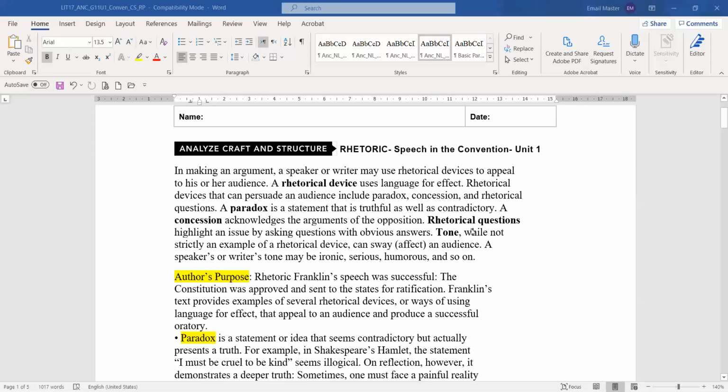There is also a tone. Tone, while not strictly an example of a rhetorical device, can still affect an audience. A speaker's or writer's tone may be ironic, serious, or humorous, like funny, and so on. So let's look at this.